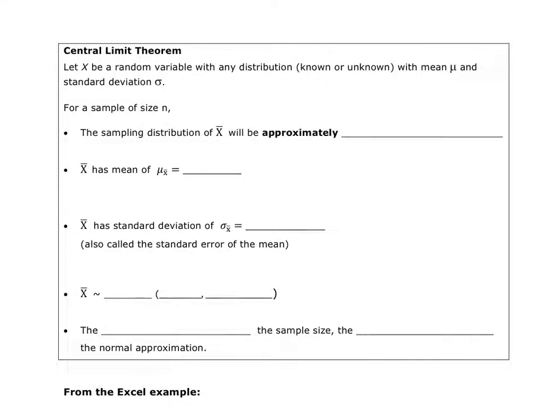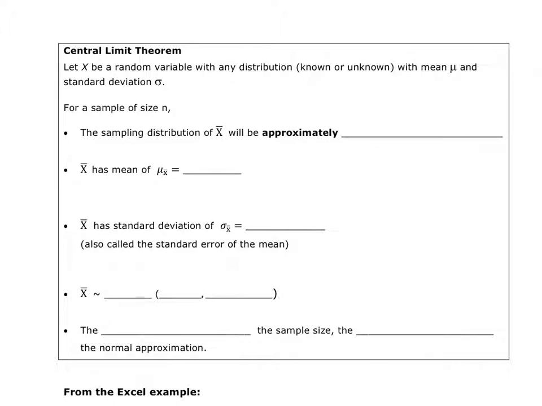Okay, so hopefully you've looked at the video with the Excel spreadsheet, looking at the uniform distribution and what happens when we take sample means of several samples, 20 samples, and look at the distribution of those sample means and the mean and the standard deviation. We're going to summarize now with the central limit theorem, kind of what's going on there with the sample mean.